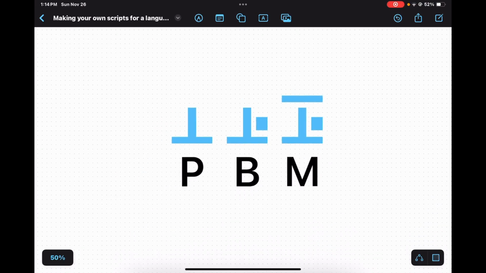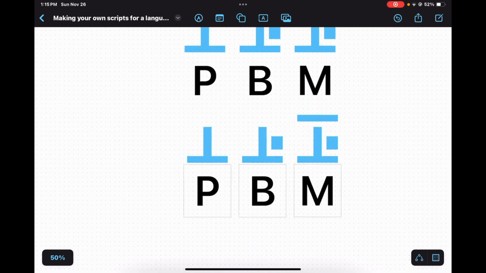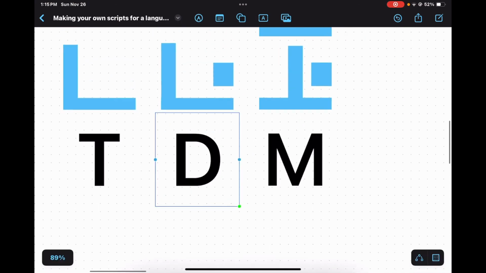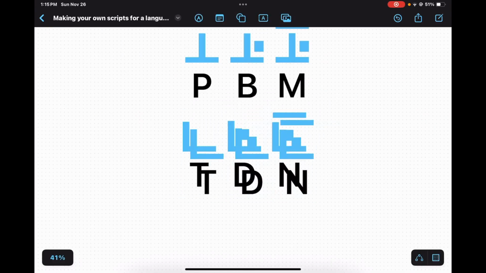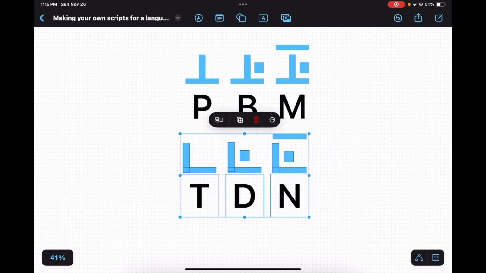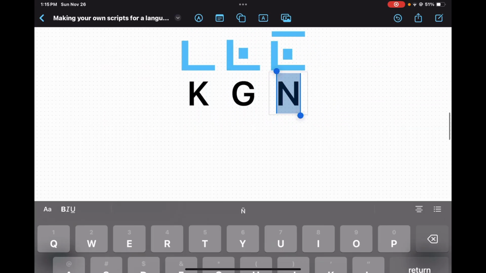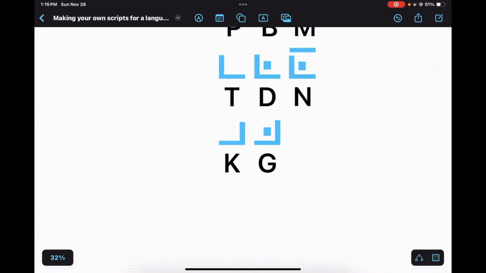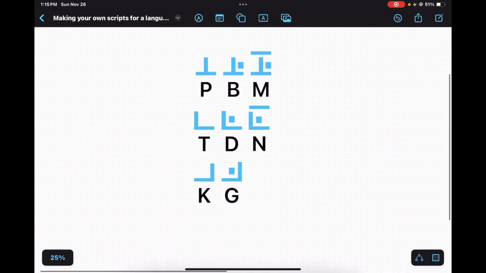So let me design the next characters. And there we go. That's the first few letters of our script.